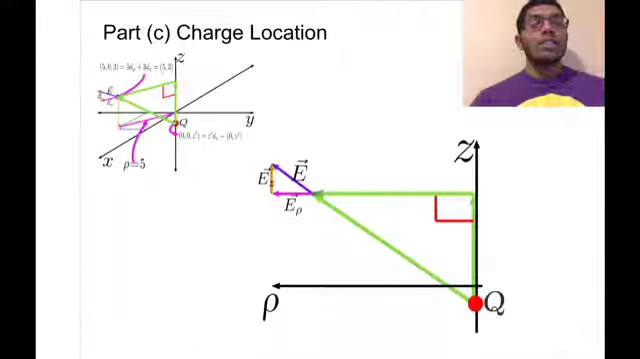As you can see here, all I've done is taken this three-dimensional diagram and drawn it in 2 dimensions to make things easier to see. I can do this because everything's in the phi equals 0 plane. So really I can just write my vectors in terms of the rho and z components.